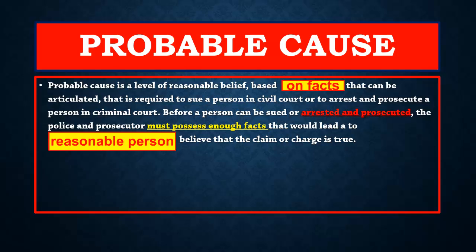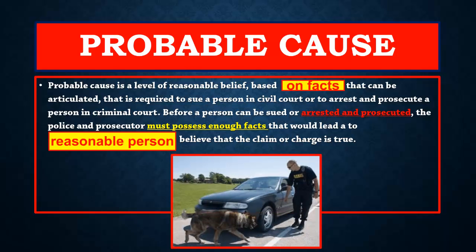Probable cause. Probable cause, known as PC, is a level of reasonable belief, based on facts that can be articulated, that is required to sue a person in civil court or to arrest and prosecute a person in criminal court. Before a person can be sued or arrested and prosecuted, the police and prosecutor must possess enough facts that would lead a reasonable person to believe that the claim or charge is true.